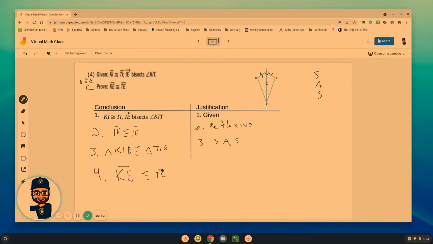And once I have the whole figure congruent, what allows me to show that a part is congruent? That is CPCF, corresponding parts in congruent figures. And anytime they ask you to prove a part is congruent to a part, that's probably going to be your last step, corresponding parts in congruent figures. The step before that will typically be showing that the two triangles are congruent as well.